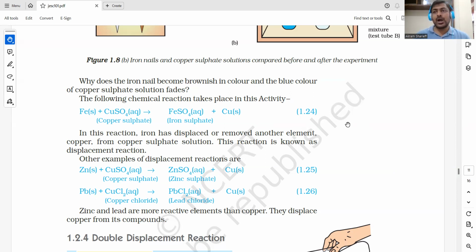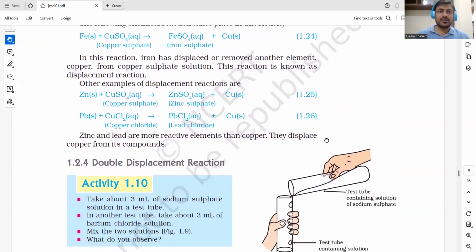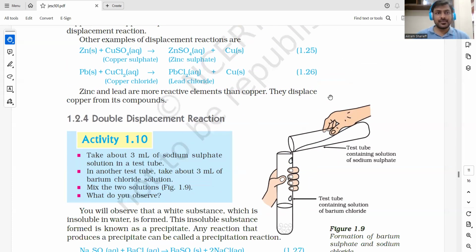Displace means what? You are taking the place of someone else. You are going and sitting in the place of someone else. Iron has removed copper from its seat and it has gone and sat down on that seat. Okay. So we'll see some other examples of displacement reactions. Zinc plus copper sulfate gives you zinc sulfate plus copper. Lead plus copper chloride gives you lead chloride plus copper. Zinc and lead are more reactive than copper. They displace copper from its compounds.